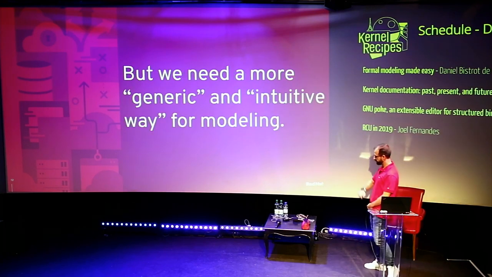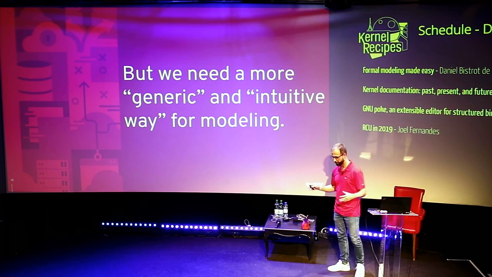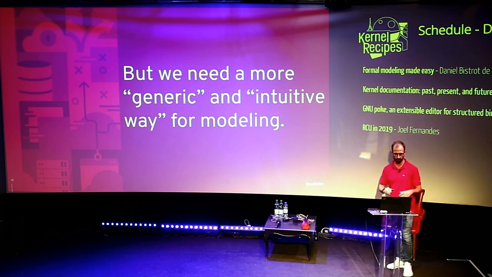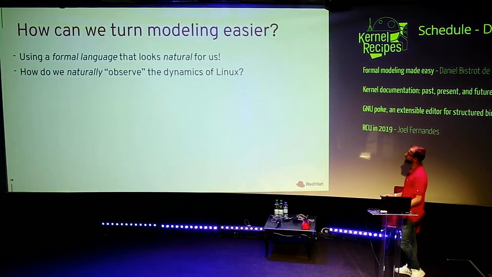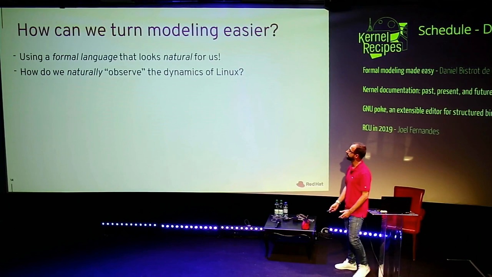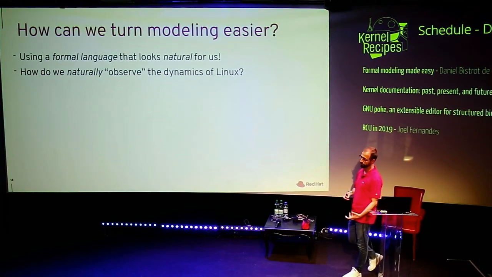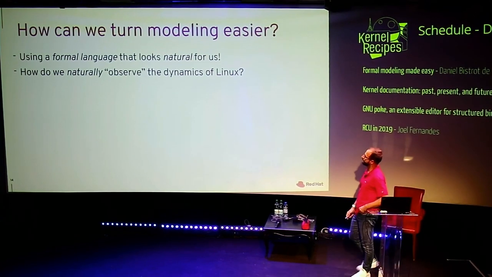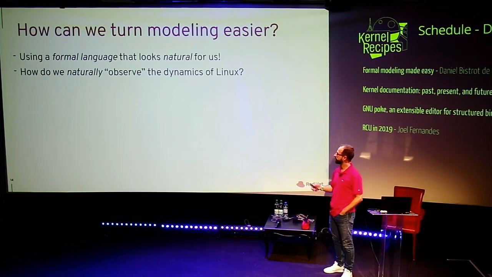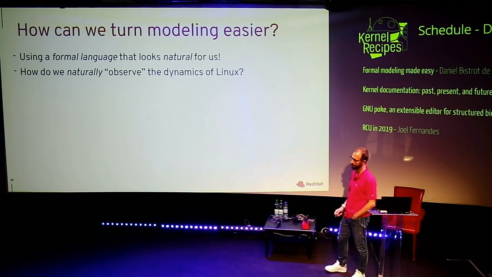We have these examples, but we also need a way that can be more generic and intuitive for the way that we as developers see the system, or observe the system. So how can we make modeling easier? Okay, one way to make a formal model easier is using a formalism that looks natural for us, like a natural language for us. And the question is, talking about runtime here, right? How do we naturally observe the dynamics of Linux nowadays?